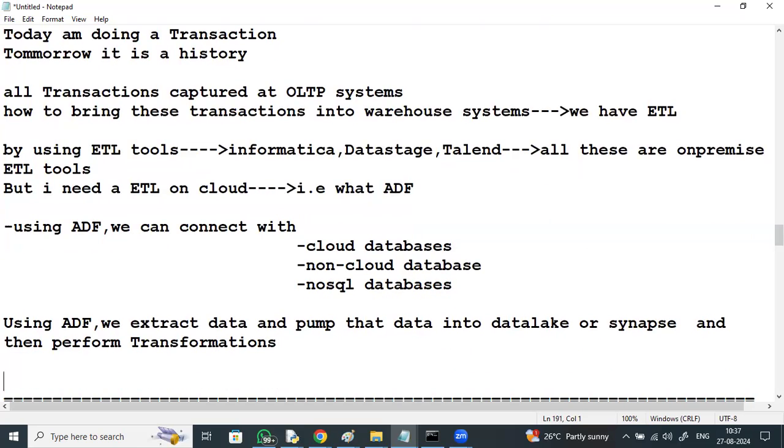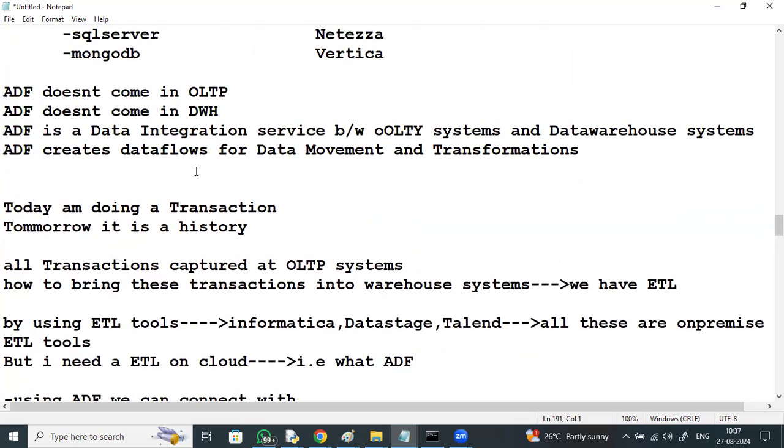Here in ADF, we have the concept of data flows. We are creating pipelines, data pipelines. From the source to the target, how the data is going to move. We apply different types of activities, perform transformations, and finally the desired output is going to move to the target.